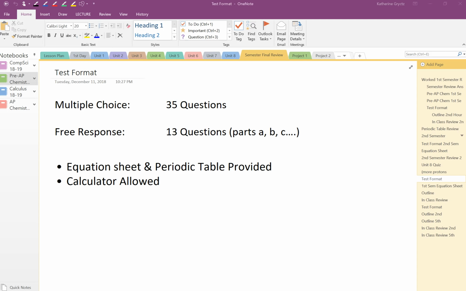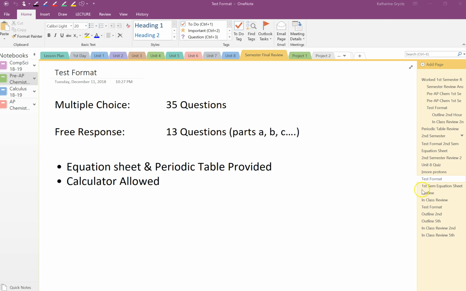And there will also be a free response part to the test, which just means open-ended, and you're going to get partial credit for things. There are 13 questions, but some of those questions involve parts A, B, C, so it's not just 13 straight questions. You're going to get an equation sheet and a periodic table, and you're of course going to get to use a calculator.